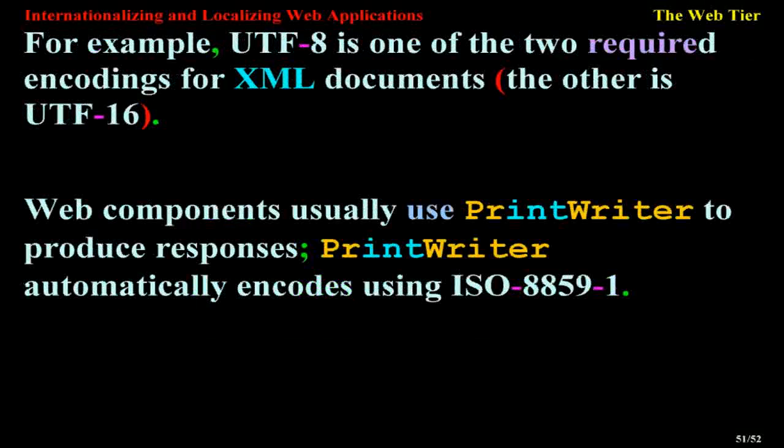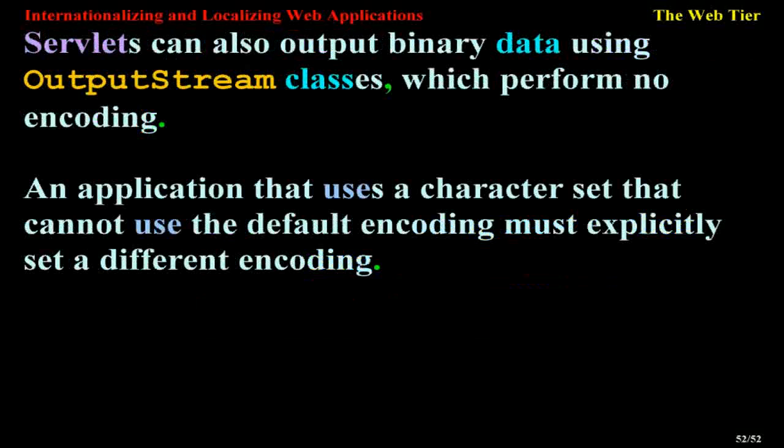Web components usually use PrintWriter to produce responses. PrintWriter automatically encodes using ISO 8859-1. Servlets can also output binary data using OutputStream classes, which perform no encoding. An application that uses a character set that cannot use the default encoding must explicitly set a different encoding.